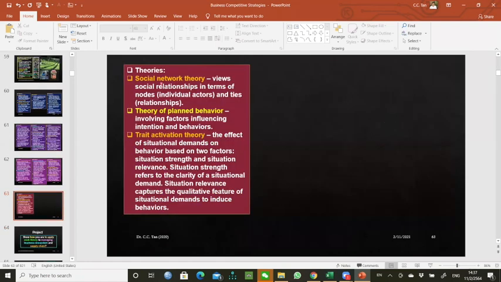Which is standard to the social network. And the theory of planned behavior means that the behavior is planned and behavior is intended. So where do intentions come from? Intentions come from your attitudes. Intentions come from the ability to influence each other. So Alibaba is able to use planned behavior theory to drive its competitive strategy.